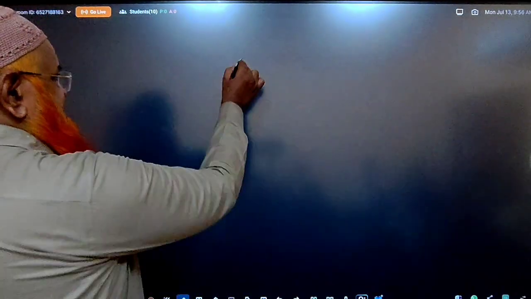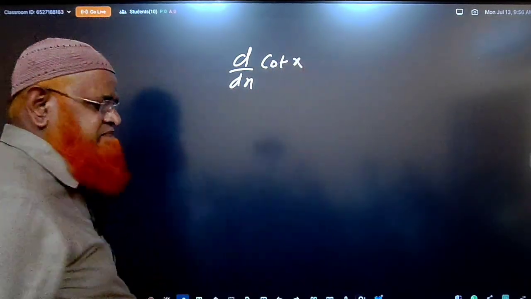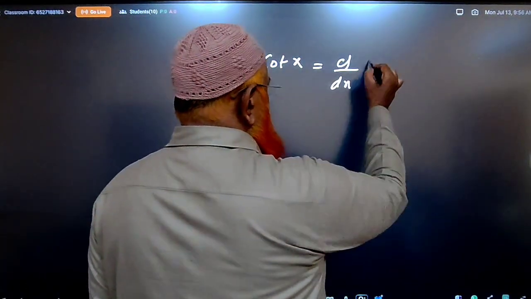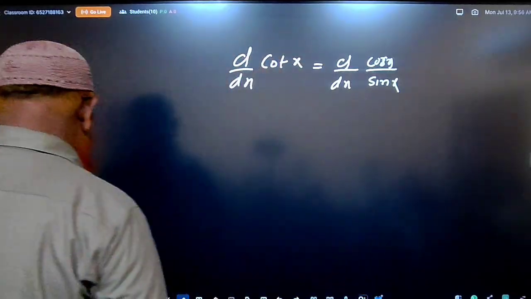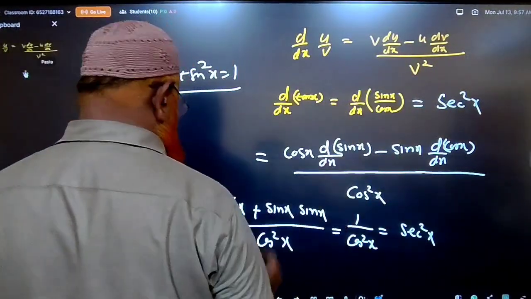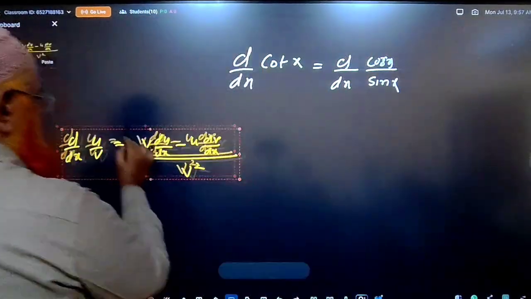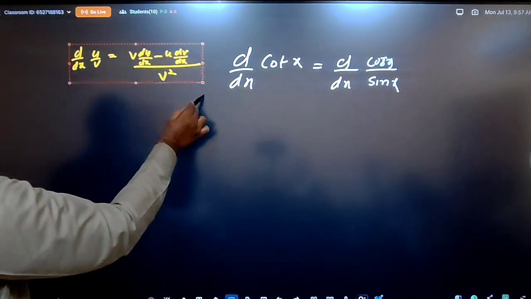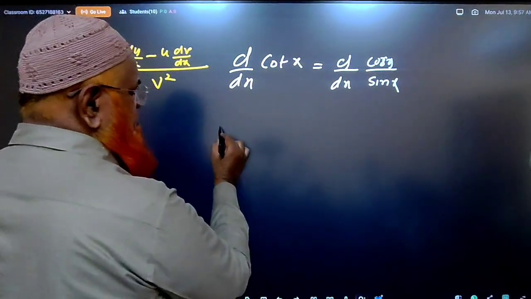So yes, what is d by dx of cot x? This can be taken as d by dx of cos x by sin x. You should remember this for reference. To have an idea of how the formula came, you should know this method so that we can do a correct analysis of our formula here now.